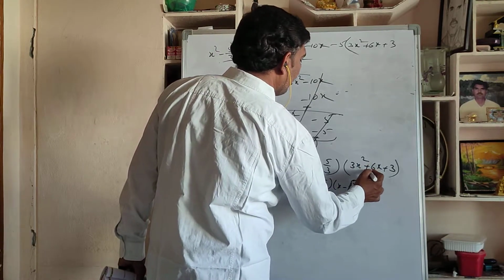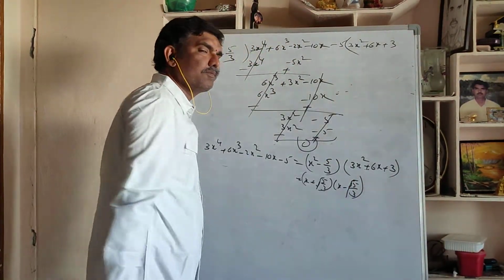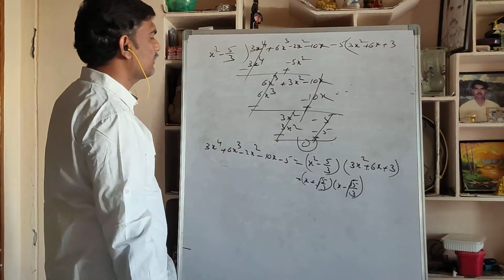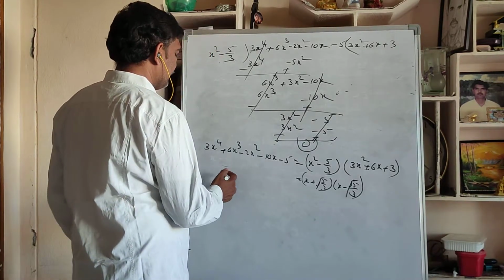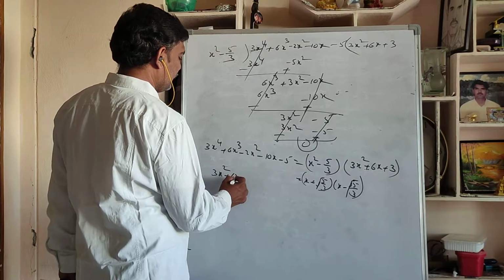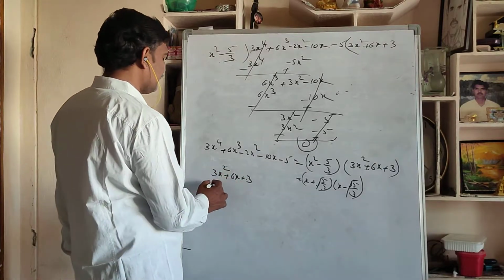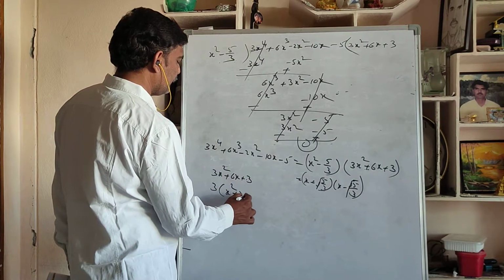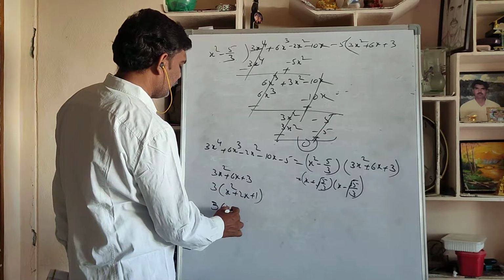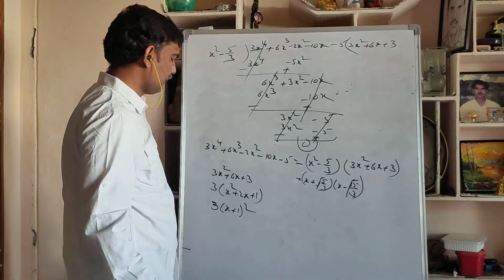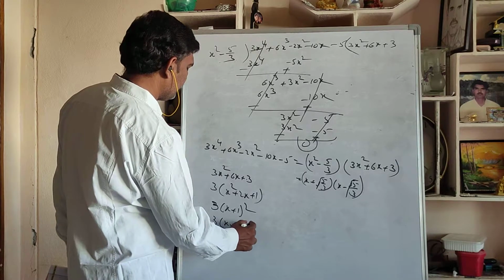Okay, what you have to do now is factorize 3x^2 + 6x + 3. How to do factorization? Already you know about it. We'll see 3x^2 + 6x + 3. You can take 3 as common: 3(x^2 + 2x + 1). This is nothing but (x + 1) whole square. (x + 1) whole square means (x + 1) into (x + 1).